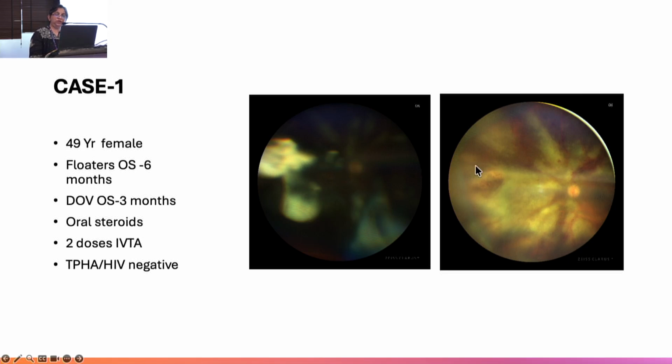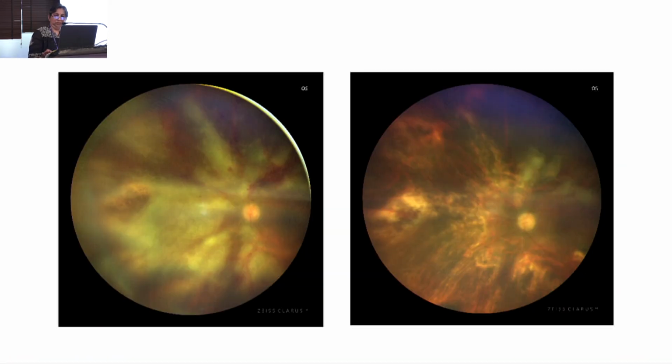So she was sent for media clearing vitrectomy with vitreous biopsy and PCR of the vitreous sample. And POD1, you can see the very extensive retinitis involving all quadrants, and the tap turned positive for toxoplasma. So this is an atypical toxoplasma because of localized immunosuppression from the IVTA. And she was treated with a combination of Bactrim with intravitreal clindamycin and dexamethasone, and you can see the response.